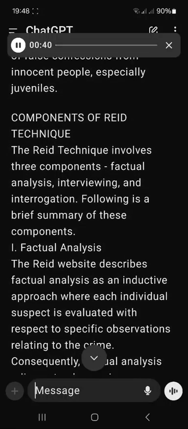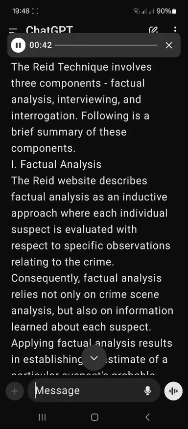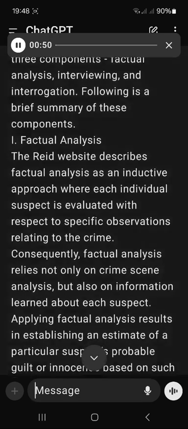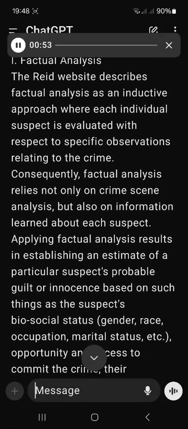The Reid technique involves three components: factual analysis, interviewing, and interrogation. Following is a brief summary of these components. 1. Factual analysis. The Reid website describes factual analysis as an inductive approach where each individual suspect is evaluated with respect to specific observations relating to the crime. Consequently, factual analysis relies not only on crime scene analysis, but also on information learned about each suspect.